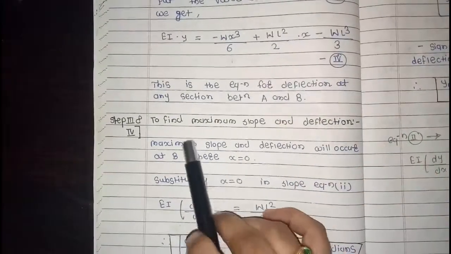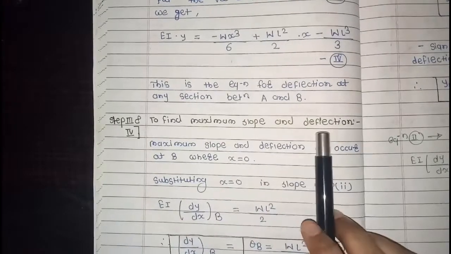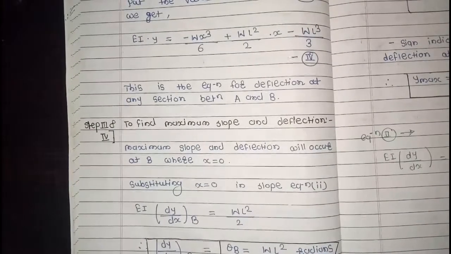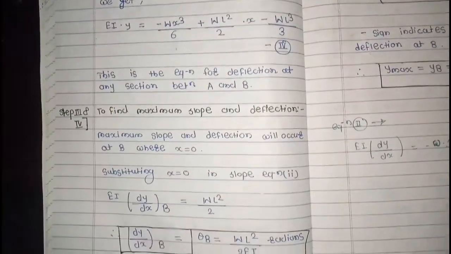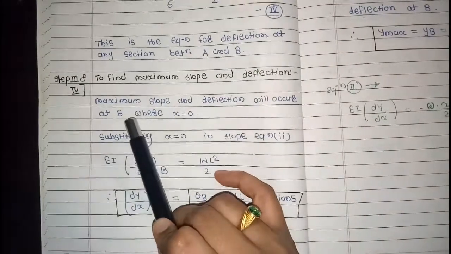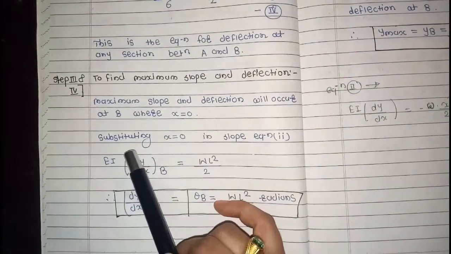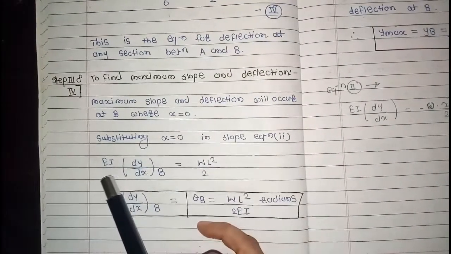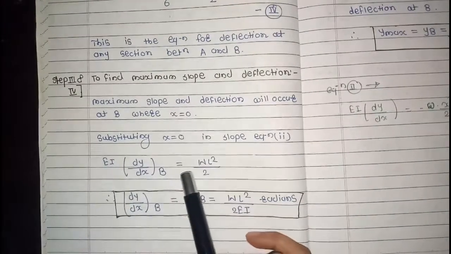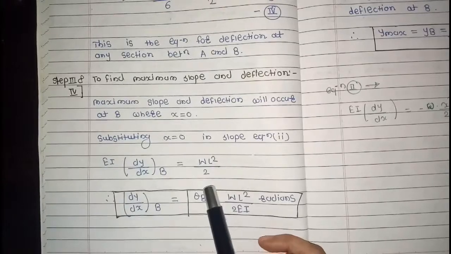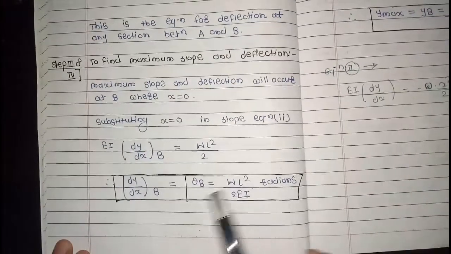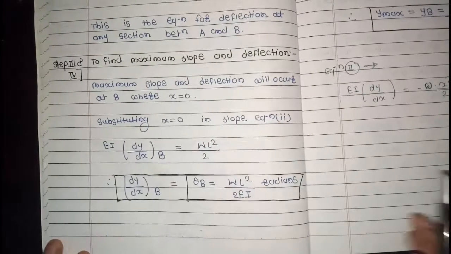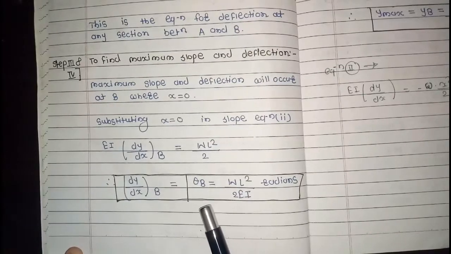So steps third and fourth: to find maximum slope and deflection. The maximum slope and deflection will occur at point B where x is equal to 0. Substituting x is equal to 0 in slope equation 2, EI dy by dx at point B is equal to WL square by 2. So theta B is equal to WL square divided by 2EI radians. This is the equation of slope.